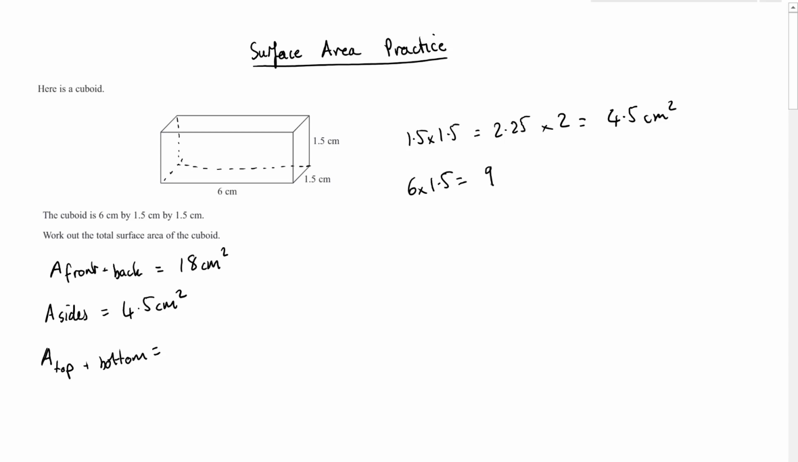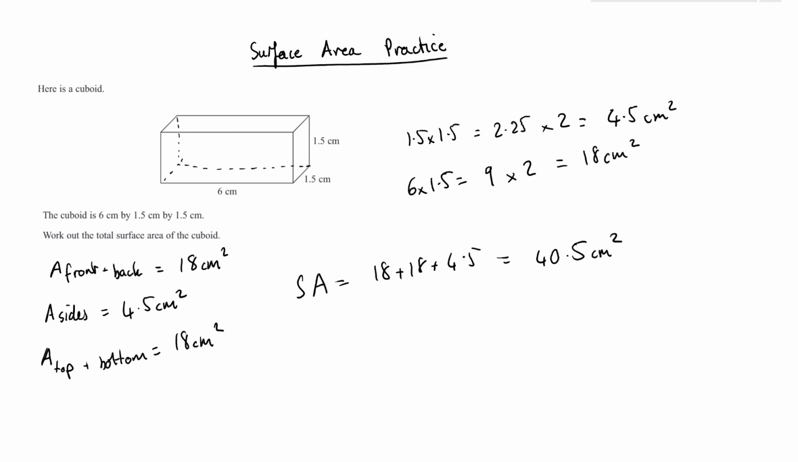And that 9 we're going to times by 2 to get from the top to the bottom, so we times by 2 to get both of them, and it gives us another 18 centimeters squared. Now that we have that, the total surface area is just going to be 18 plus 18 plus 4.5, which 18 plus 18 gives us 36, and then plus the 4.5 is going to get us up to 40.5 centimeters squared. And this here is our total surface area of this cuboid.